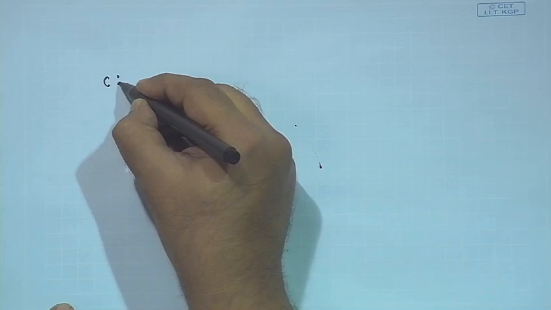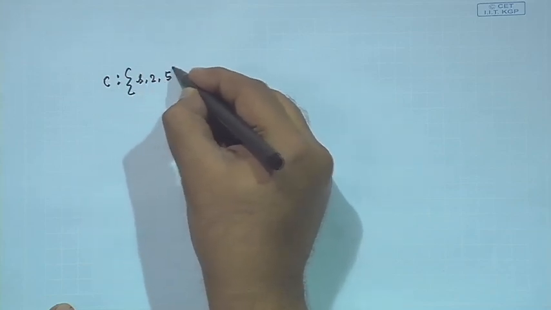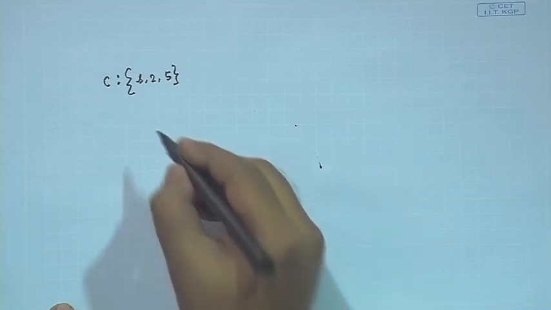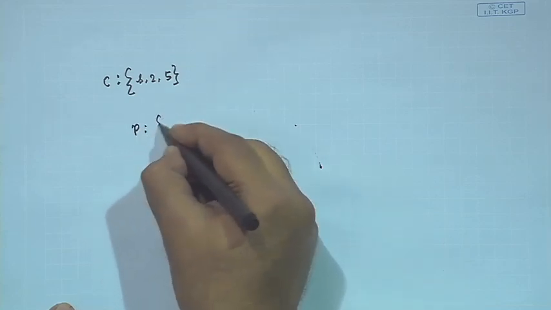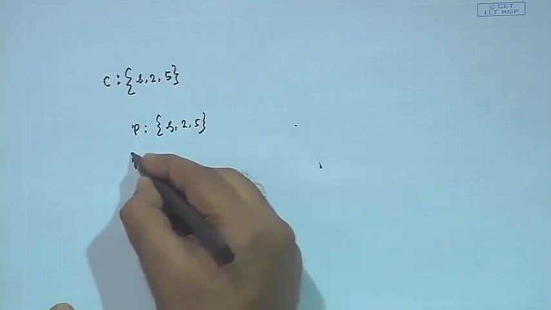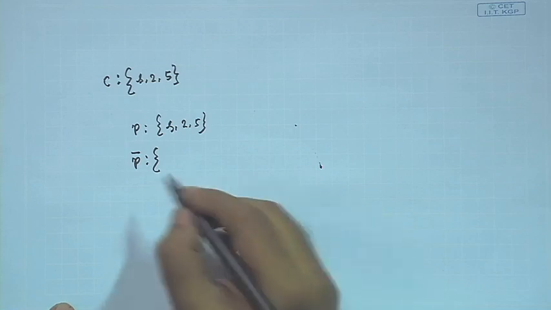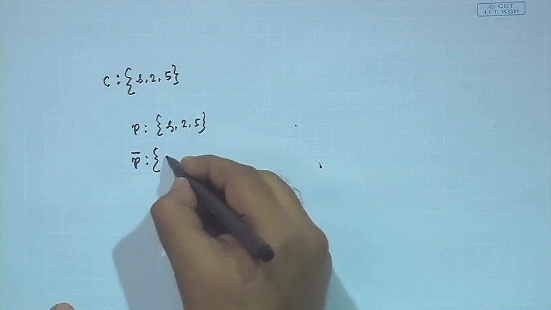You see the cut is S, 2, 5, that is the cut. So basically P is S, 2, 5 and P bar is the rest. So, what are the rest? The rest are 3, 4, 6, T.